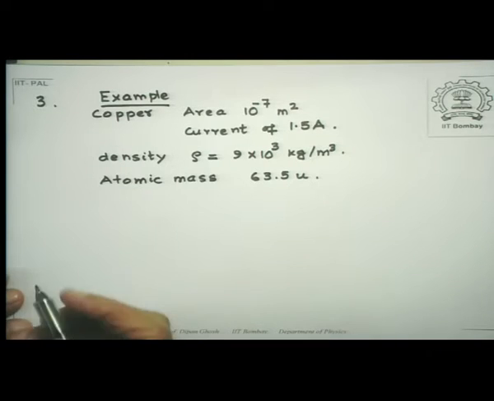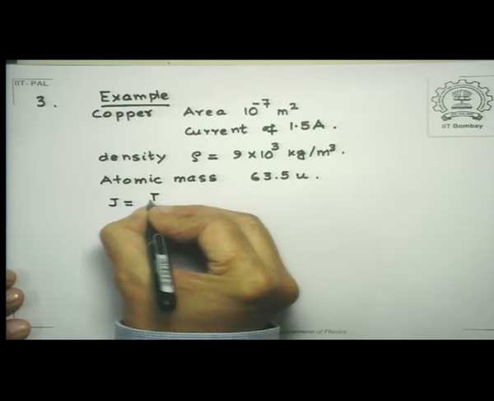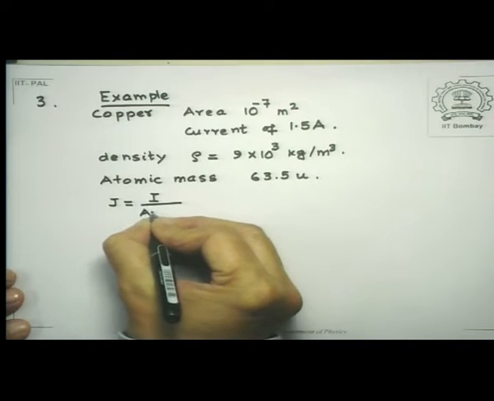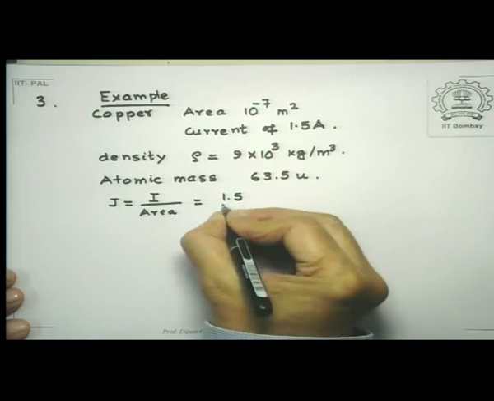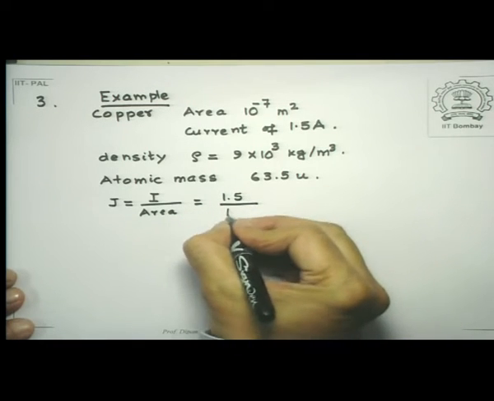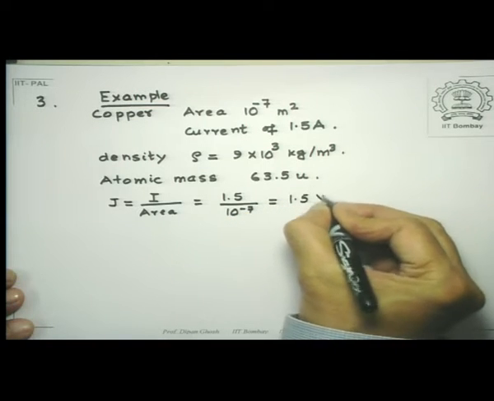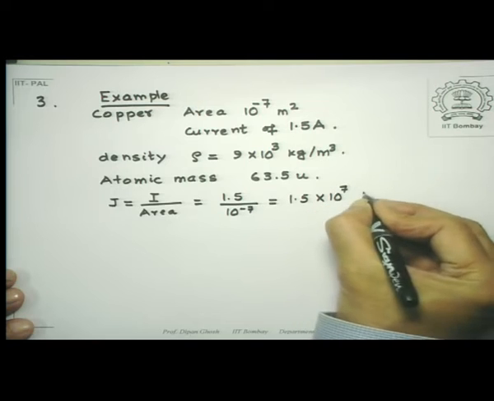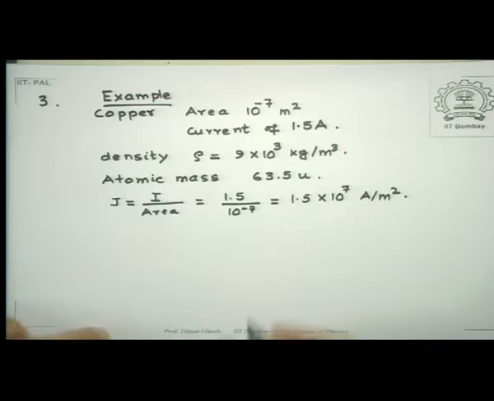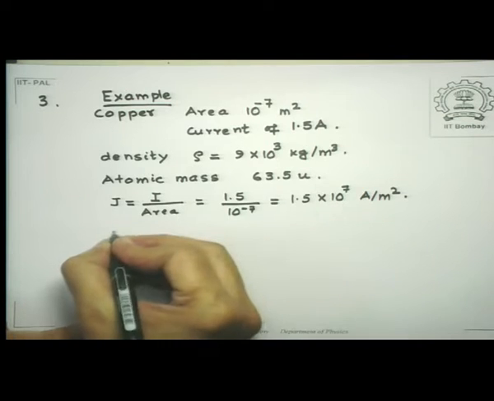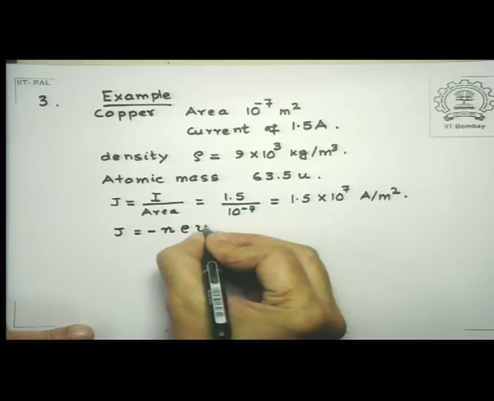The current density is fairly straightforward. The current density is simply the current I divided by the area. Current is given to be 1.5 amperes and area is 10 to the power minus 7. So therefore, this is 1.5 into 10 to the power 7 ampere per meter square. I had already obtained this relationship, J is equal to minus n e v.